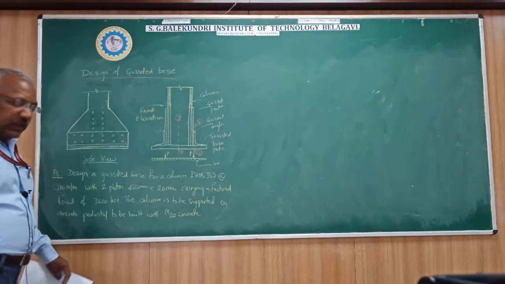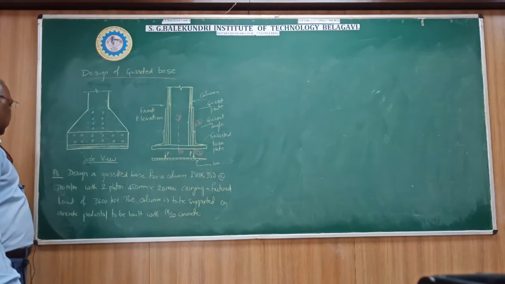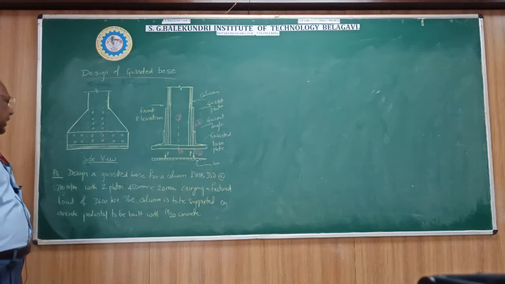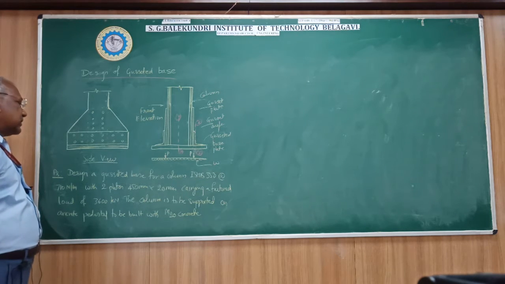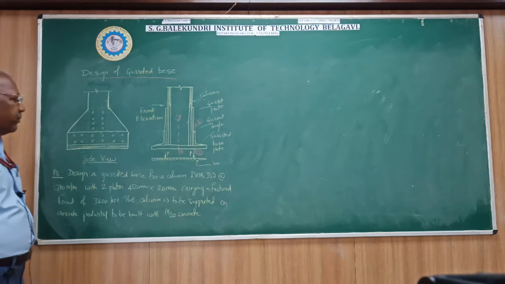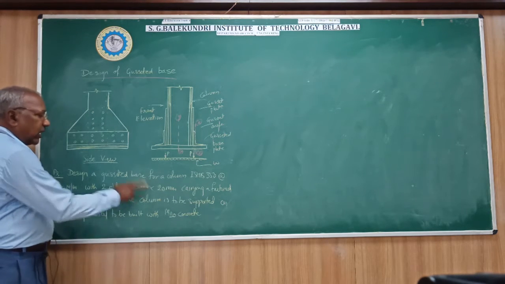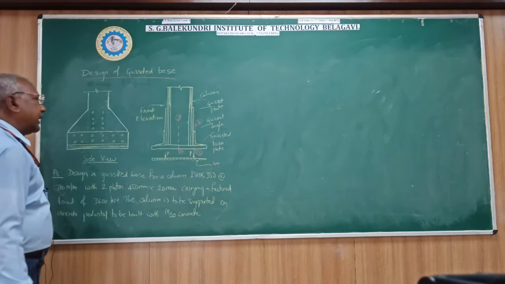Now I'll take up the numerical example on the design of the gusseted base. The problem is: design a gusseted base for a column ISHP 350 at 710 Newton per meter with two plates 450 mm by 20 mm, carrying a factored load of 3600 kilonewton. The column is to be supported on the concrete pedestal to be built with M20 concrete.